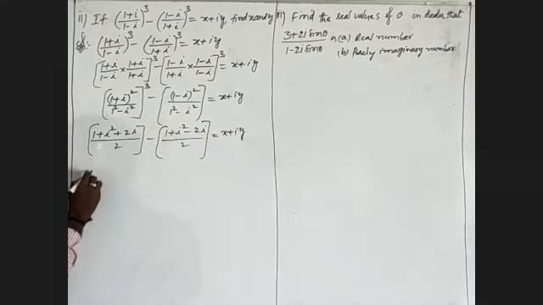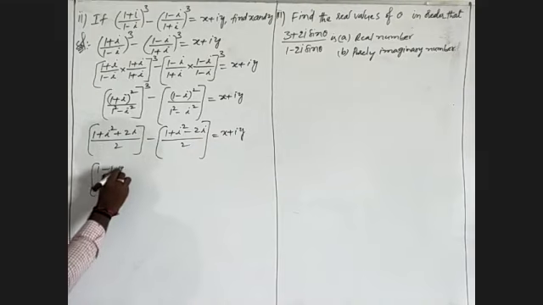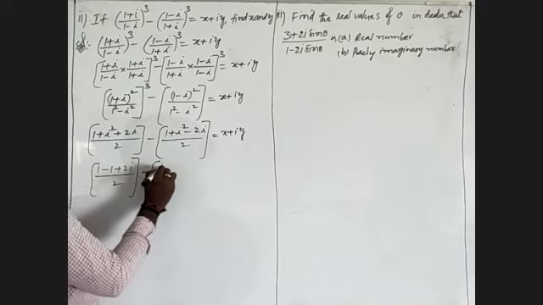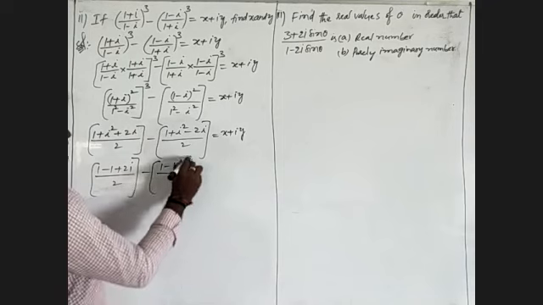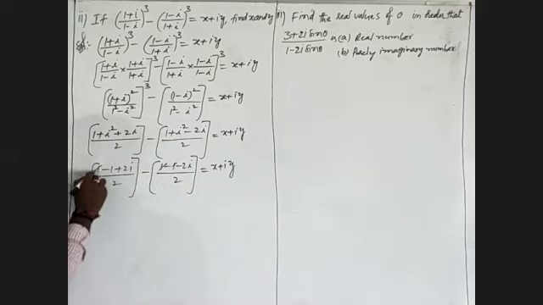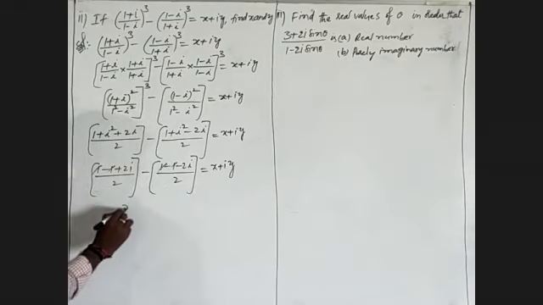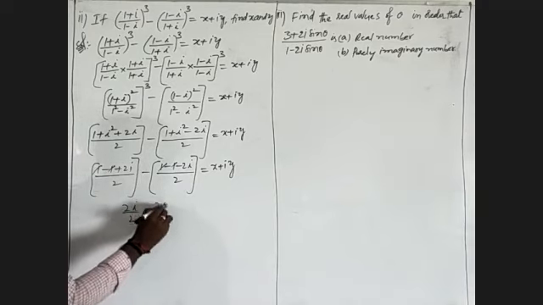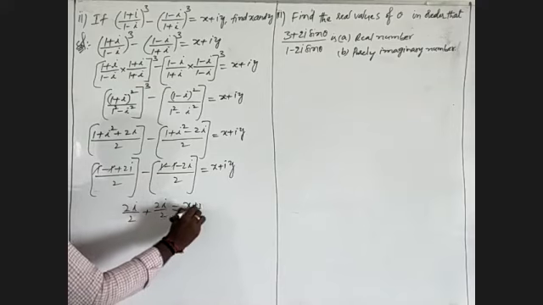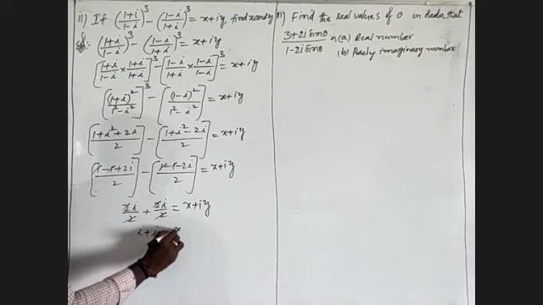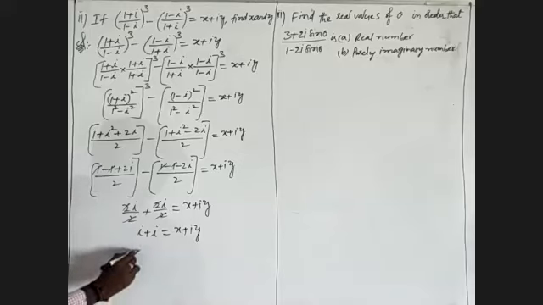Where i square becomes minus 1, that must be written as (1 minus 1 plus 2i) by the denominator 2, minus (1 minus 1 minus 2i) by the denominator 2, must be written as x plus iy. The 1 and minus 1 will be cancelled, and remaining is 2i by 2, minus into minus becomes plus, 2i by 2, is equal to x plus iy. 2 and 2 will be cancelled. i plus i is equal to x plus iy. This I have to write as 0 plus i into i plus i, which will become 2i.